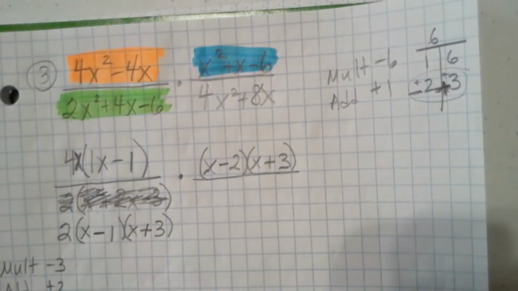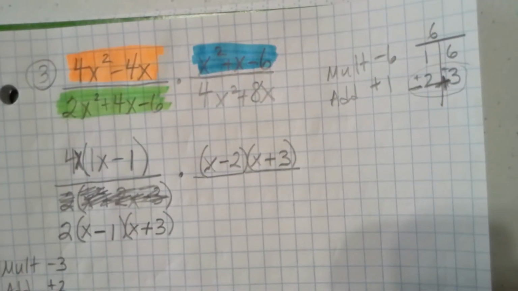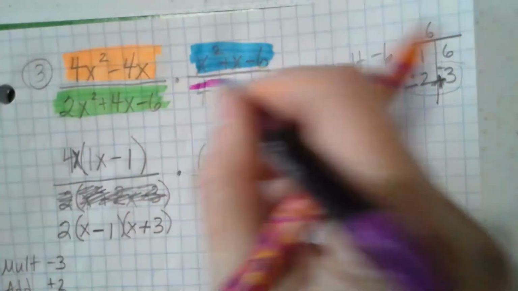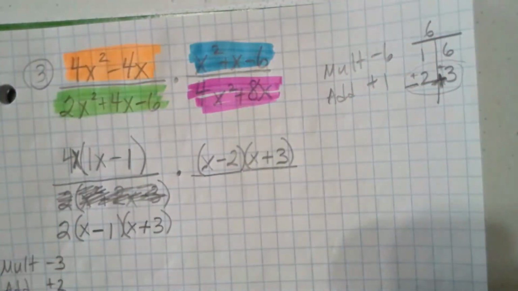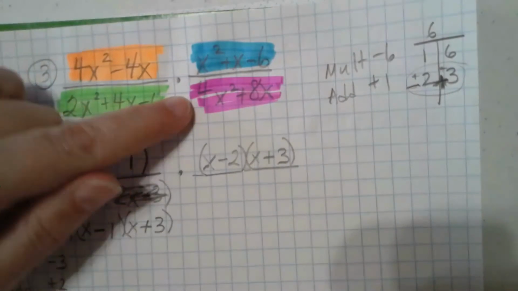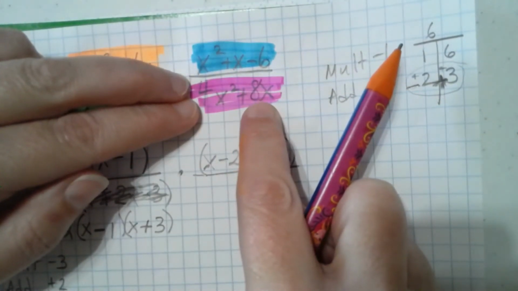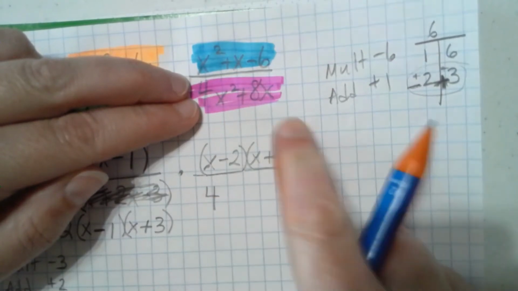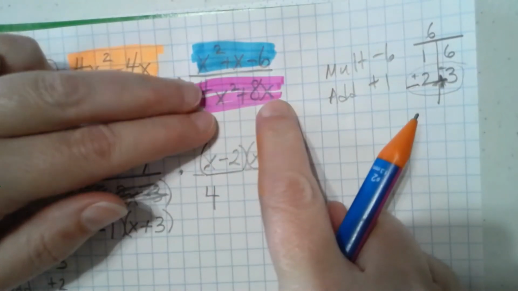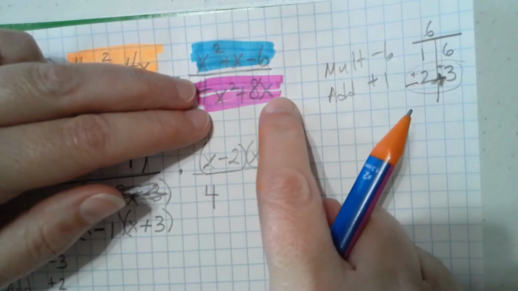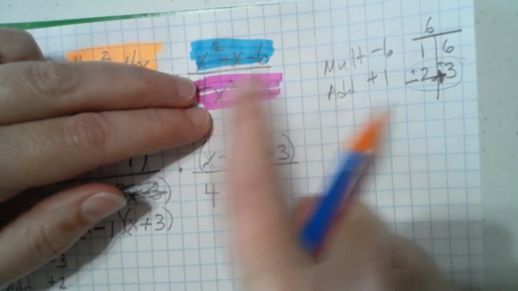Okay. And then we got one last one. We got purple. We got this: 4x squared plus 8x. So what number can go into 4 and 8? 4. Can I pull out an x value from both of these? Yep, because this one has an x and that one has an x.